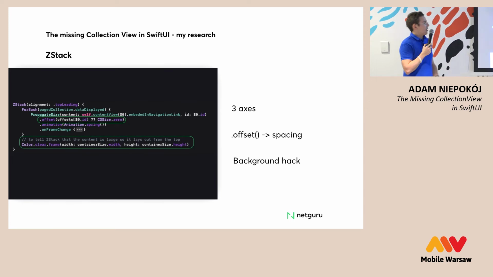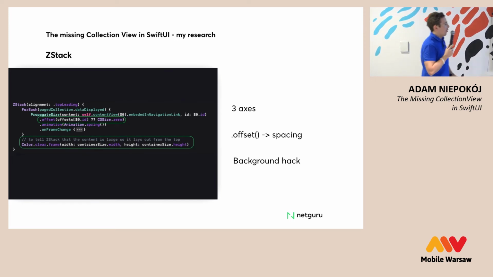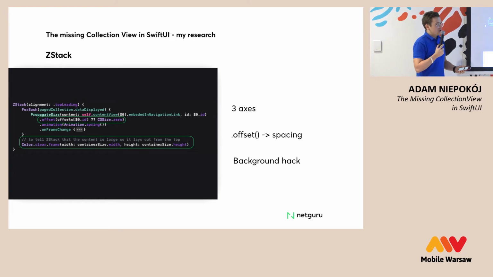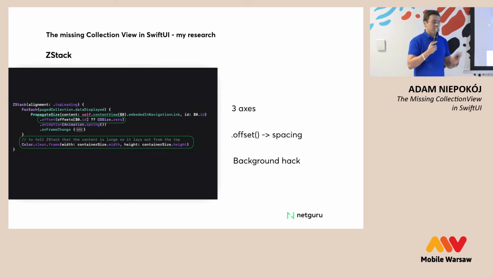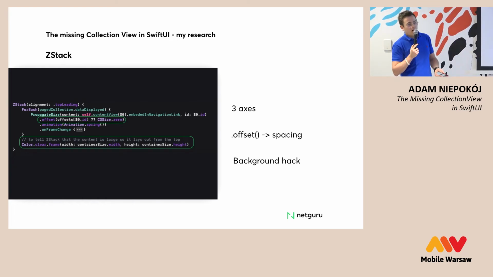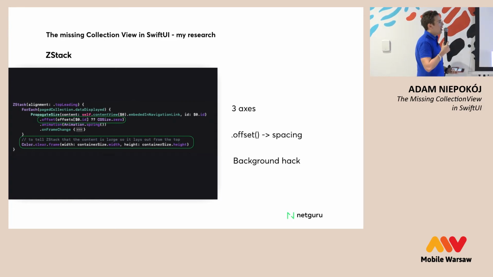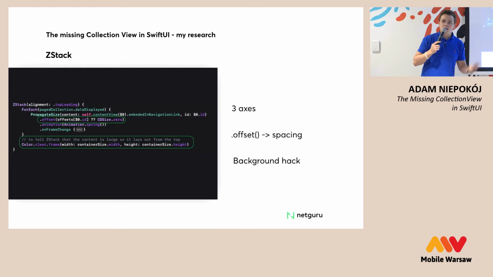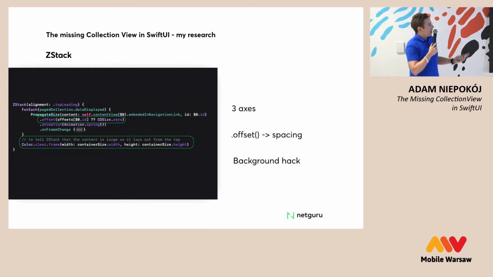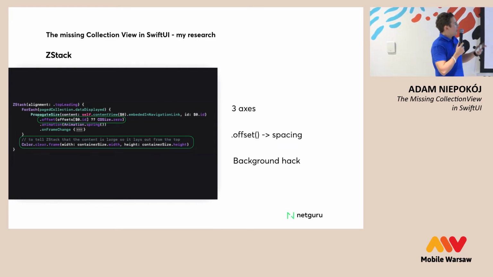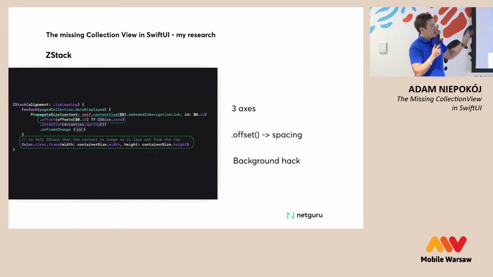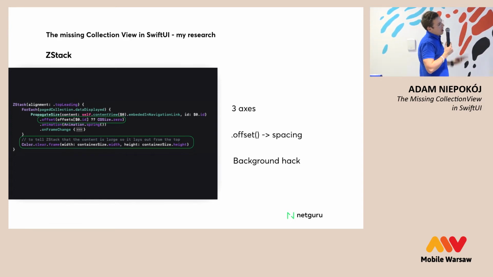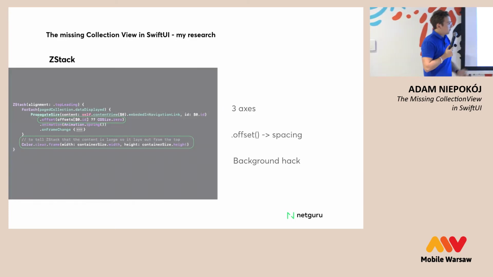And here is another background hack using color clear, because this stack, as any other stack, will lay out our views not actually from the top, but from the center of the view. That's the natural way of laying out views in SwiftUI. So in order to tell our ZStack, I want to have the view on the whole screen, we need to use this kind of a hack and just use the container size, which we got from the geometry reader at the first point, and pass it around and make it appear on the whole screen.